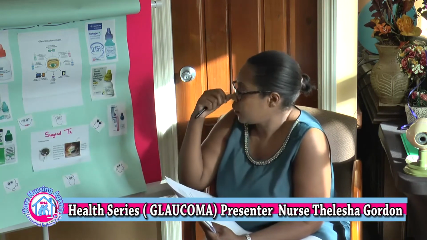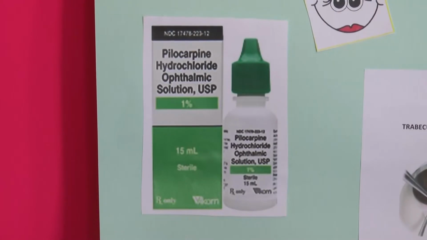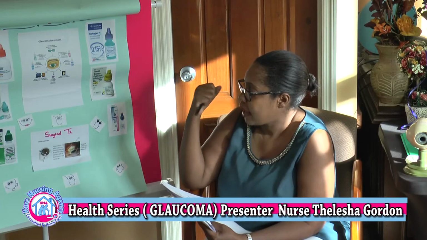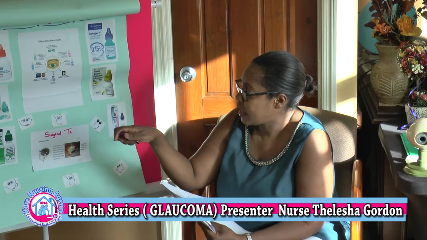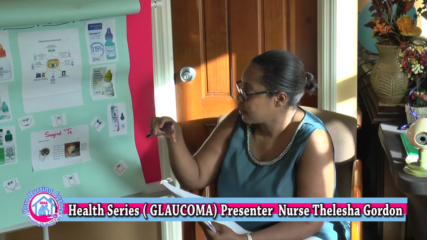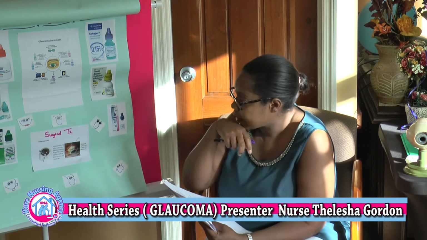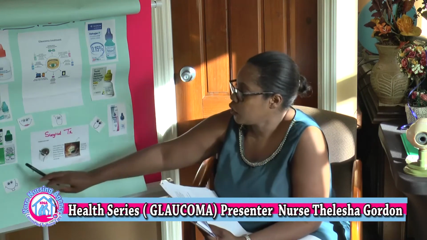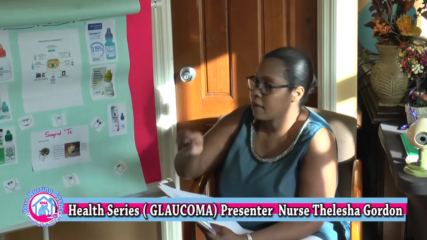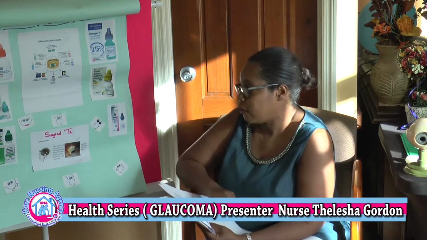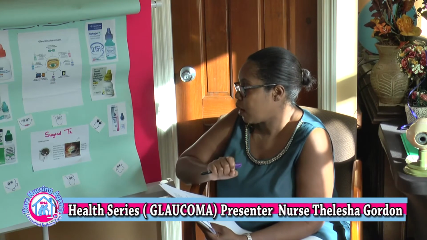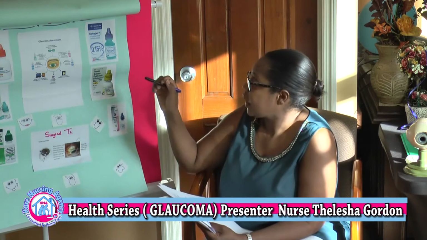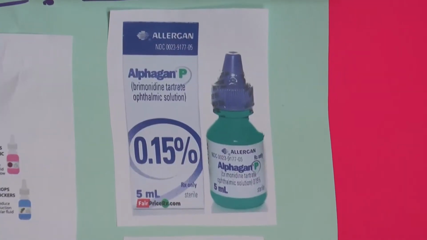Pilocarpine, this is the one to constrict the pupil, it is a miotic, and in emergency cases, as I mentioned before, with the angle closure, where the iris is closing to the lens, you use this one to constrict the eye. We don't use this one as a regular daily eye drop, because it will cause you to not be able to see properly eventually. And this one is Alphagan.